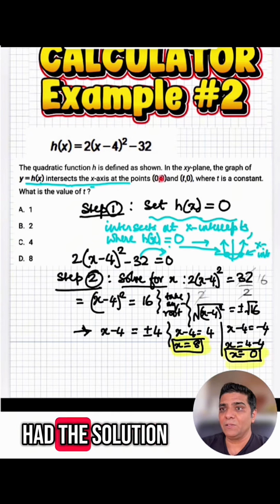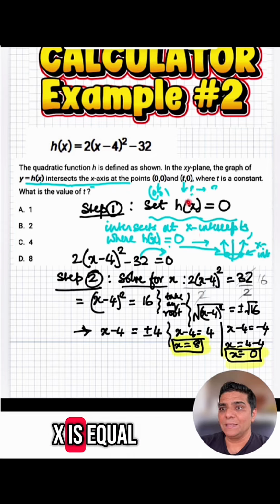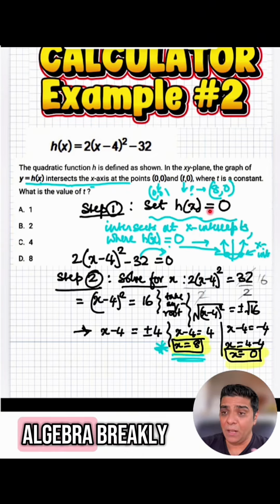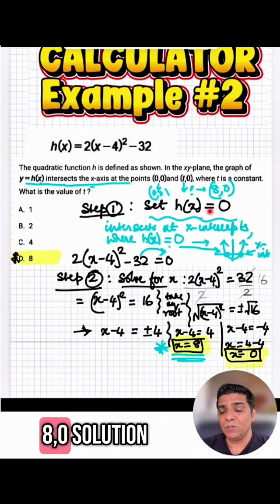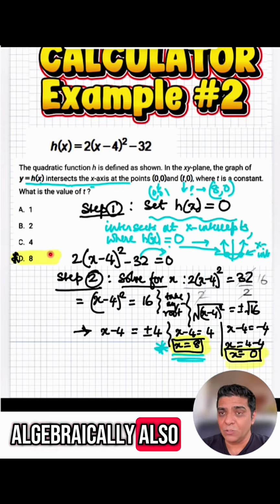Remember we already had the solution (0, 0). The other solution is x equal to 8, so that's (8, 0). Algebraically, this is how we got the (8, 0) solution. So the answer to what is the value of t is choice D, which is 8 algebraically as well.